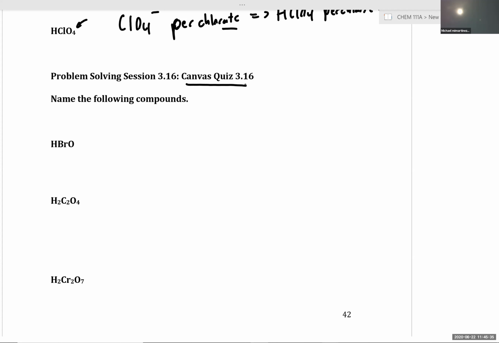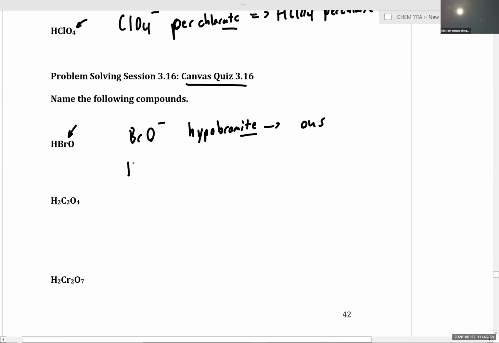Okay, so let's discuss this example. So HBrO. Let's look at our polyatomic ion, which is BrO minus. This is known as hypobromite. Now we have the ITE ending, which is replaced with OUS. So HBrO is hypobromous acid.